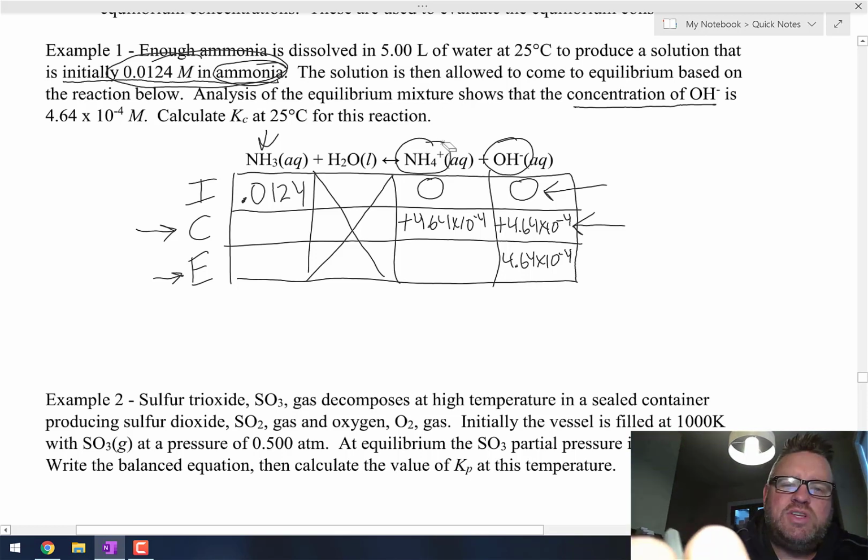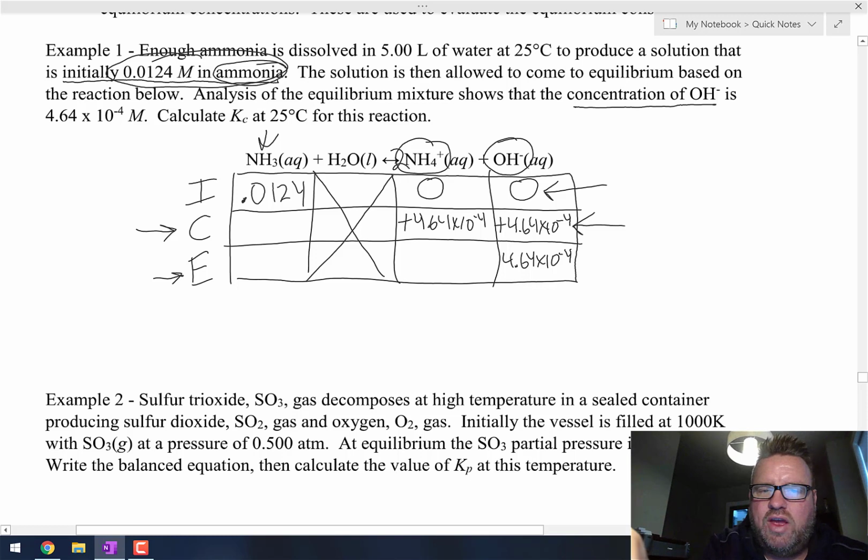Well, what if it was a 2, Mr. Johnson? What if instead of a 1 here, there was a 2 right there? Well, then in that case, it would be double that amount. Okay? Because for every one of these, you would get 2 of these. So you would have to double this 4.64 times 10 to the minus fourth.